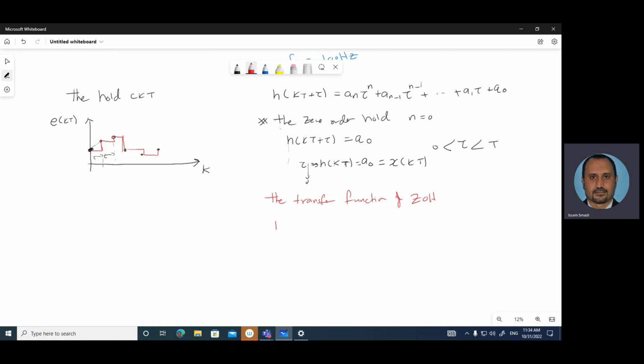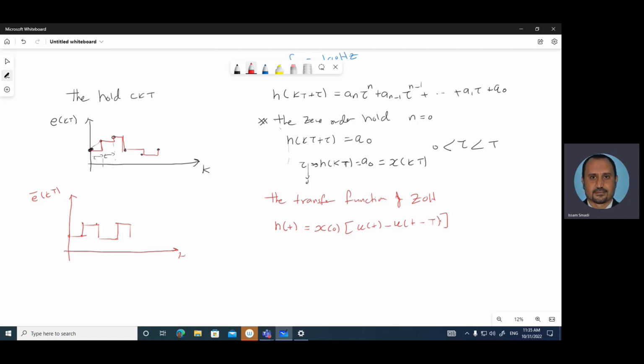Now, if I need to represent h of t, this will equal to what? Let's plot here one. Let's assume that this is a signal. It has the following hold. So this is the reconstructed signal of kT. So now the signal will equal, the first thing is x of zero multiplied by u of t minus u of t minus T. Correct? Yes. This is the first part.